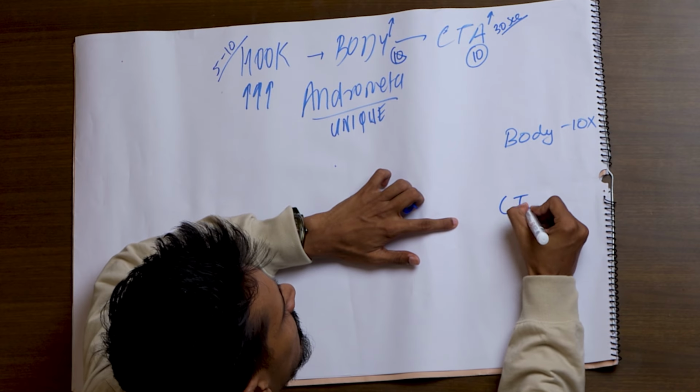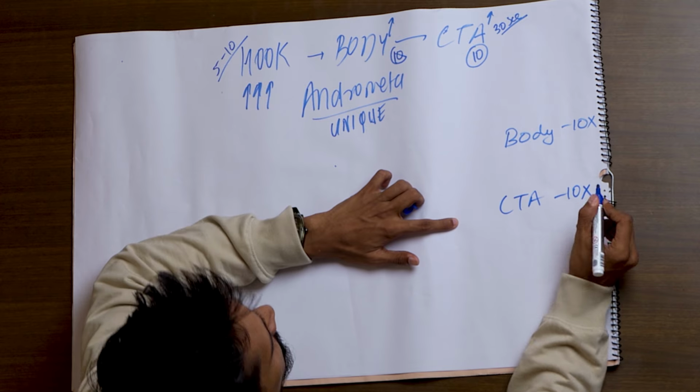The second part is CTA. Now you'll again have 10 variations of that as well, right? So in some CTAs, you'll talk about clicking on the button. In some CTAs, you'll talk about registering. In some CTA, you'll talk about signing up. In some CTA, you'll talk about attend the masterclass, whatever. You'll have different CTAs and different bodies.